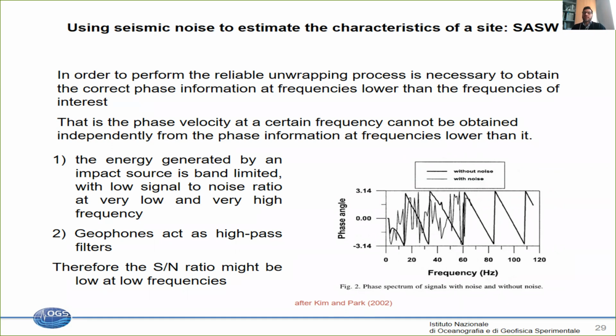So when I start making the unwrapping of the phase from the zero frequency, I will propagate only noise into the good frequencies, let's say in this way. So this could be also another limitation that we can have with these methods when they require this kind of approach.